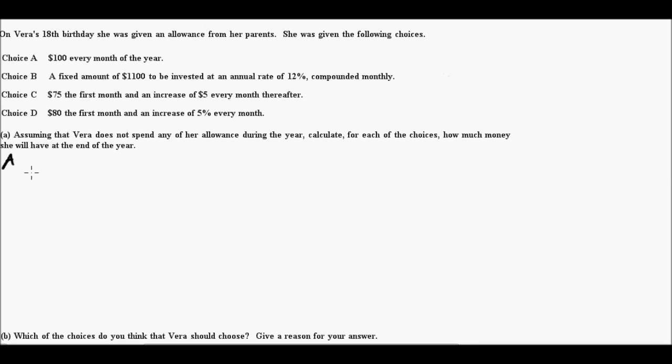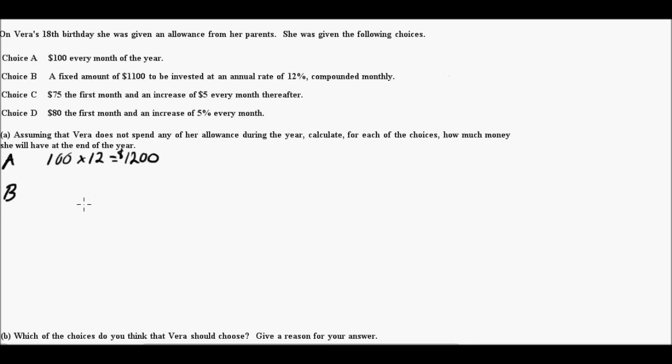Choice A is pretty simple. It's 100 a month for 12 months. So you just do 100 times 12, and you get 1,200. Okay, that's pretty simple. Now, if it's simple, it's probably not going to be the right answer, but we'll see. All right, let's do B here.